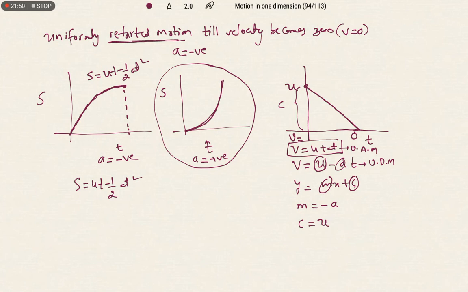Sir, then what about the acceleration time graph? So in the acceleration time graph, acceleration is constant only. Velocity is decreasing constantly. If velocity is decreasing constantly, acceleration is also constant but negative. So this is a and t, but with a negative sign we can plot, that's it. So this is the acceleration time graph for uniformly retarded motion. Okay, right?